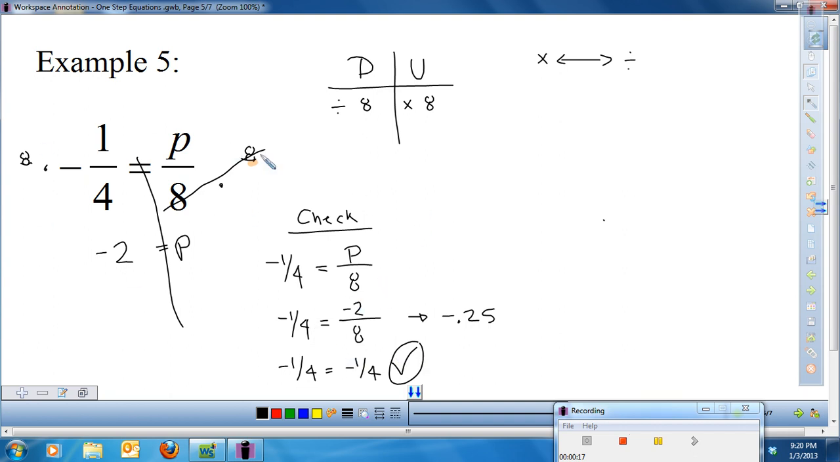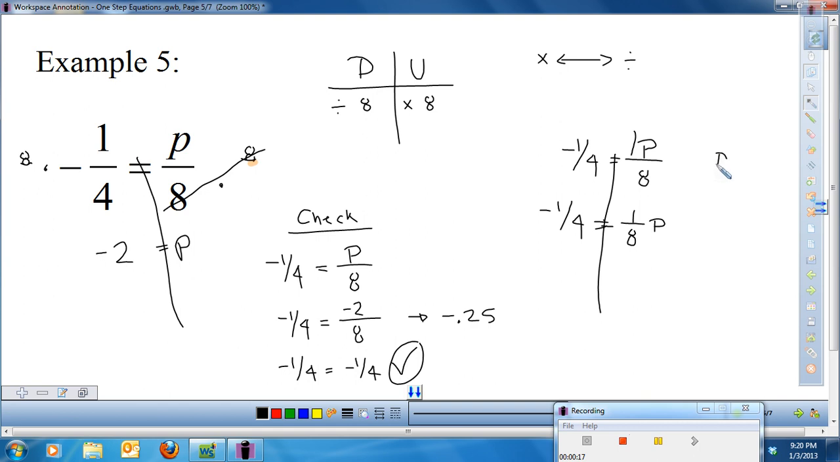I want to show you one other way we could have done this problem. So I'm going to rewrite it over here. You can use either way. Either way is fine. We've talked previously about how you can pull a fraction out of this. So if I have negative 1/4 equals, remember that in front of this p is a 1. So what I could do is pull a 1/8 out of this, a 1/8, and put my p next to 1/8. P over 8 is the same as 1/8 p.